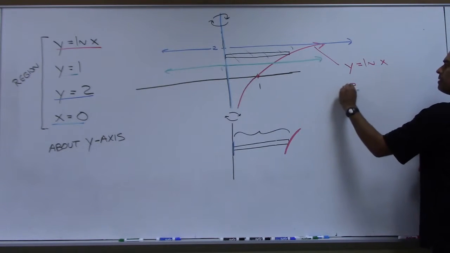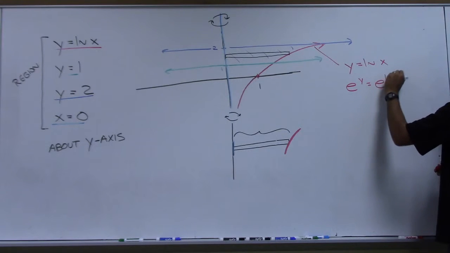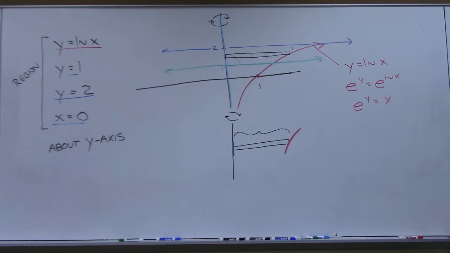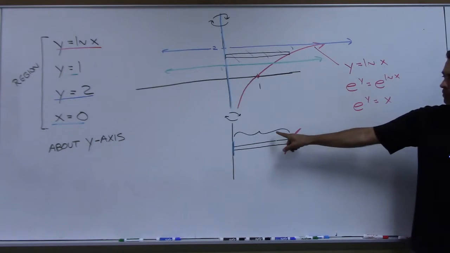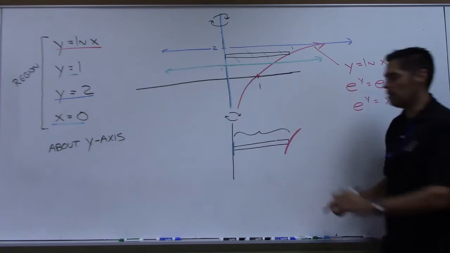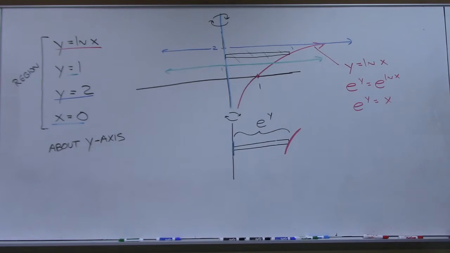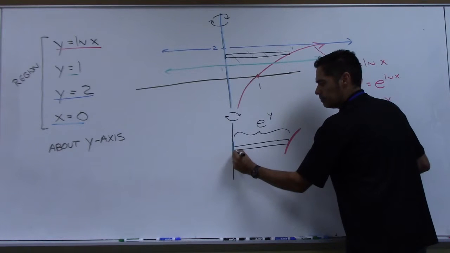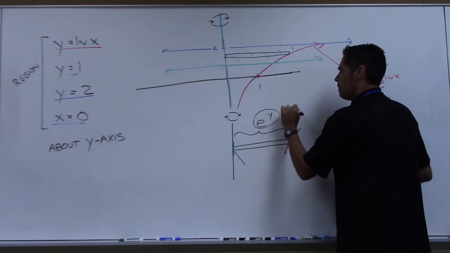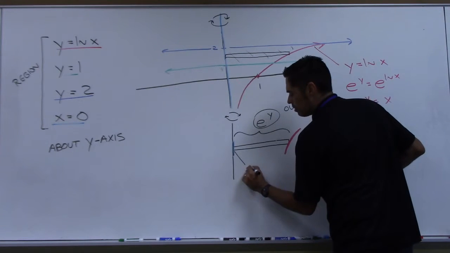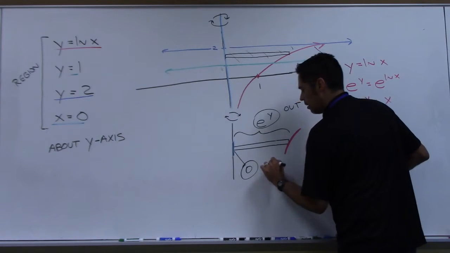E on both sides? And that gives you e to the y is x, right? So that outer radius is actually e to the y. That was a little tricky, right? You have to pay attention to that. What about the inner radius? This was the outer. X is 0? Yes, so 0. That's my inner.